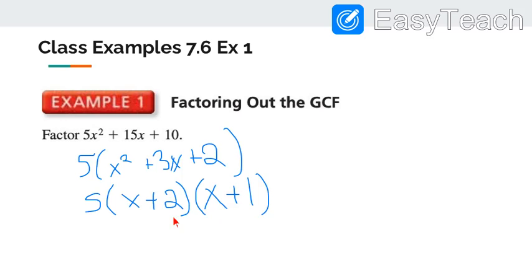And therefore, if we were to solve these, we would get x-intercepts at -2 and at -1. This problem is not asking us to solve it, but that would be the next step.